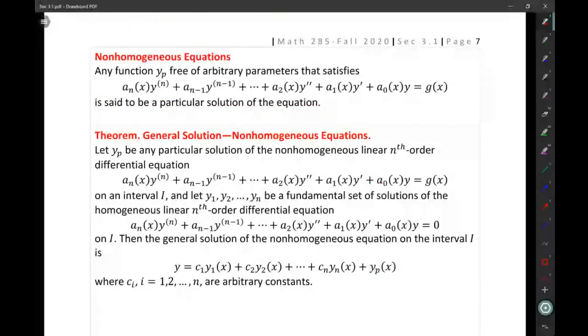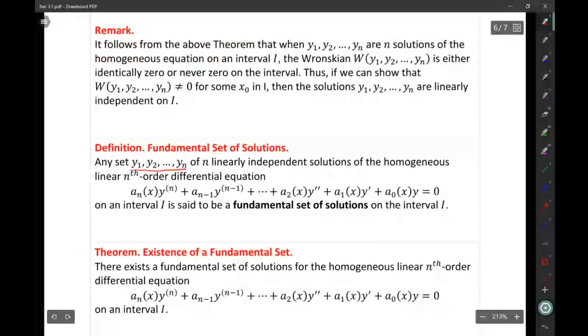Now, where did we stop? At the fundamental solutions. A set y1 to yn of n linearly independent solutions of that homogeneous equation is said to be a fundamental set of solutions on the interval. I mean, if my solutions are linearly independent for the homogeneous equation, then those solutions will be denoted as a fundamental set of solutions.